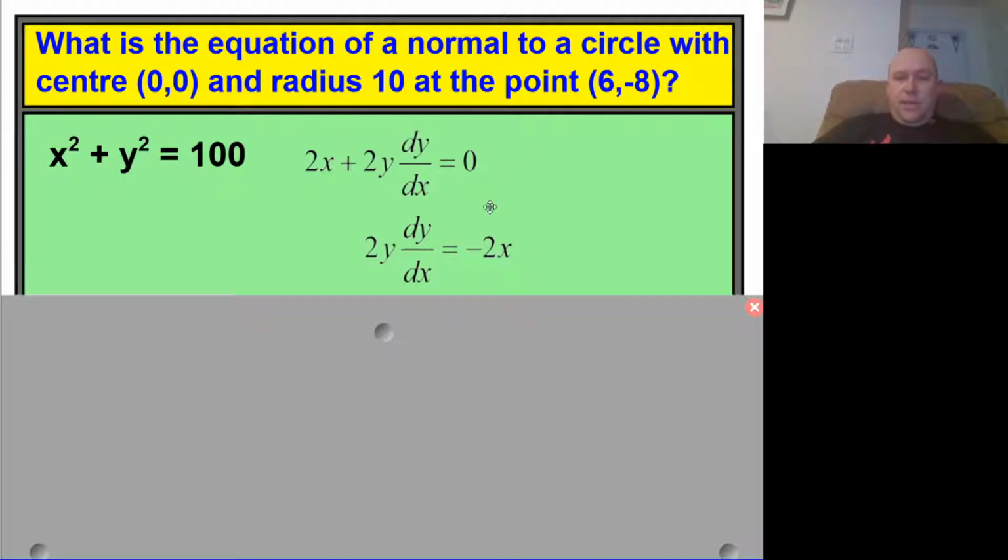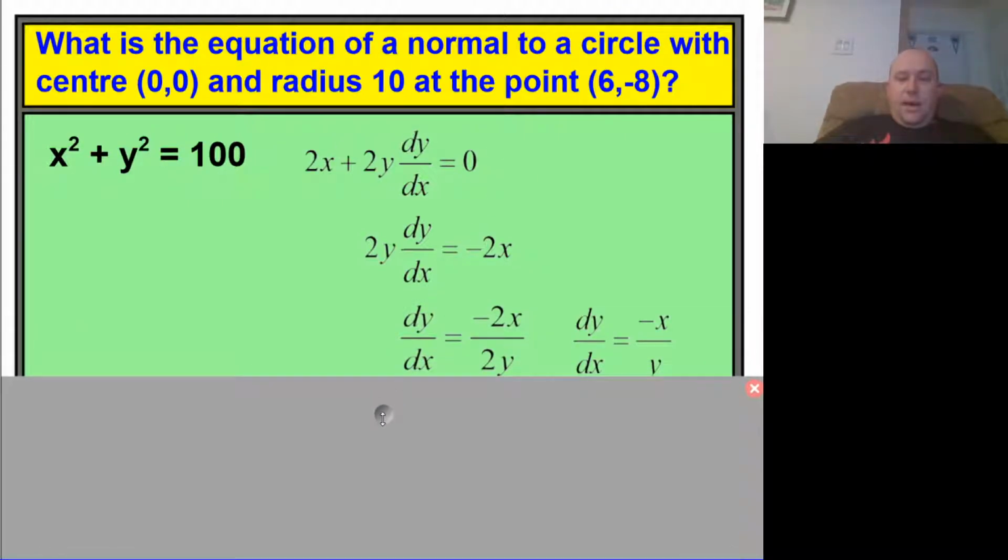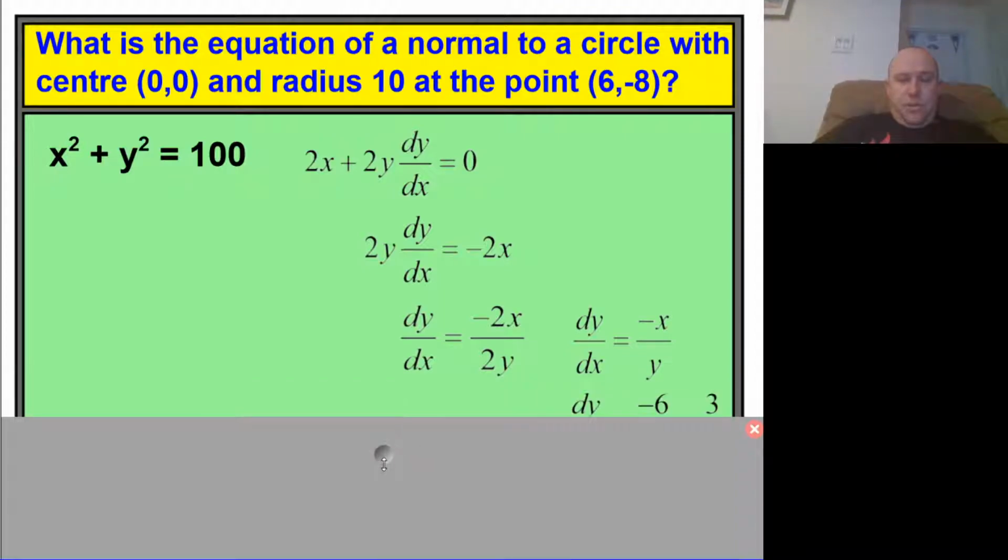So I can subtract 2x from both sides. I can divide both sides by 2y. And I could also simplify as well. So we have an equation for the slope at any point on the circle just by plugging in the values for x and y. For this question, it would be 6 and negative 8. So I'd have negative 6 over negative 8, which should be 3/4.